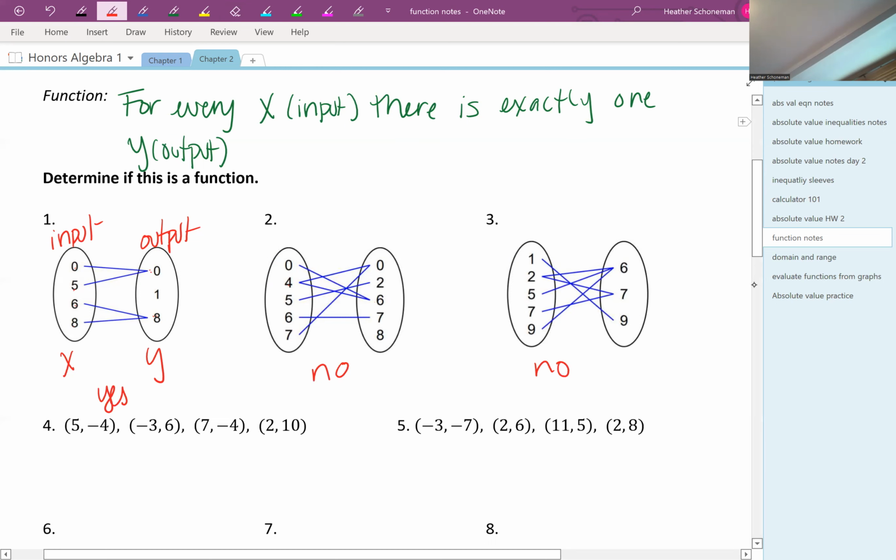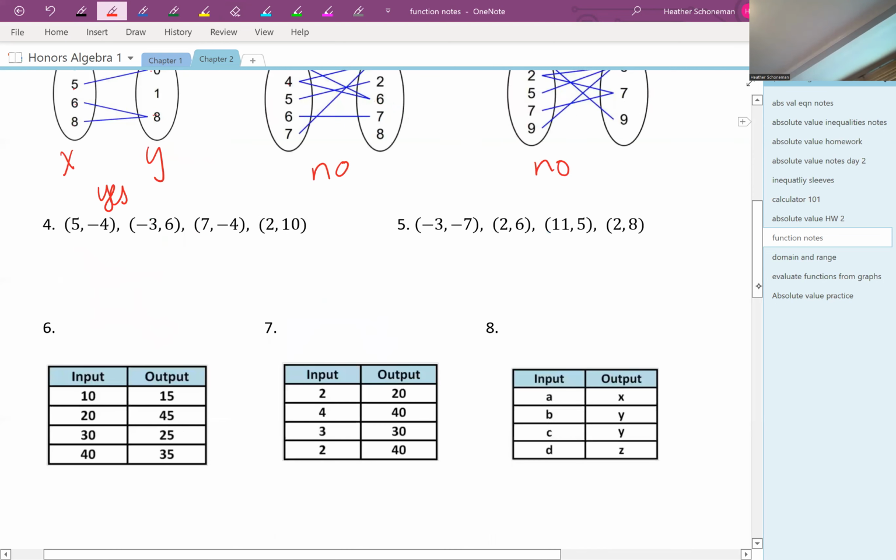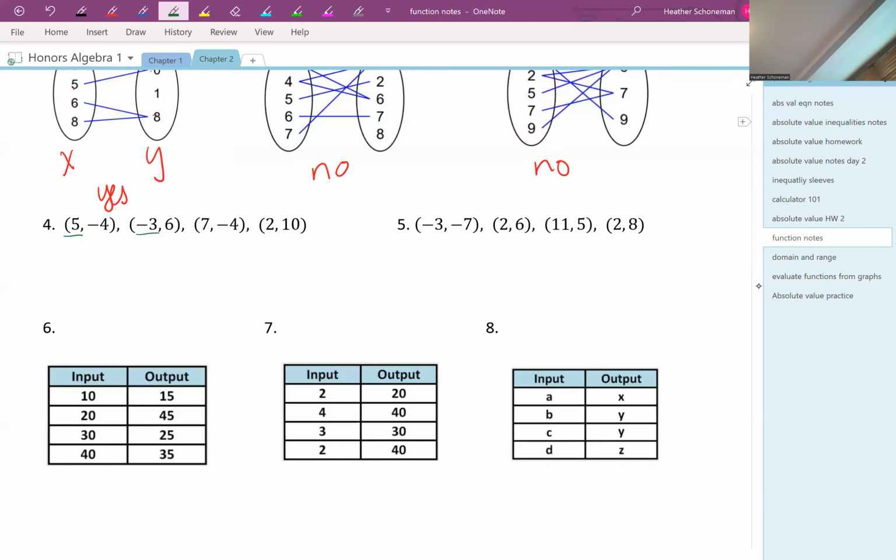If I move down here, I can also look at it as ordered pairs. Here, I plug in 5, I get -4, -3, 6, 7, -4, 2, 10. None of the X's are repeated, which means that every time I put in an X, I just get the one answer. So this is a function. But if I look over here, I put in 2, I get 6. But here, if I put in 2, I get 8. So I put in the same number, but I get two answers. That makes it not a function.